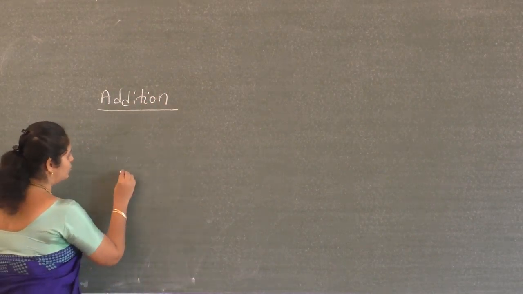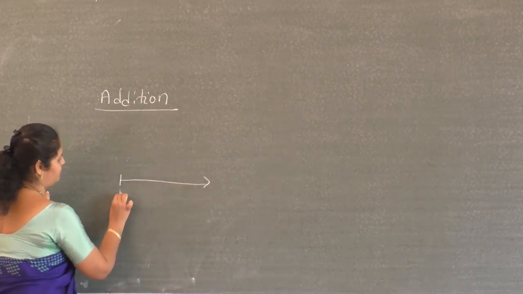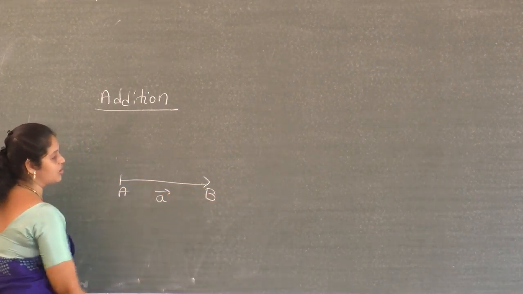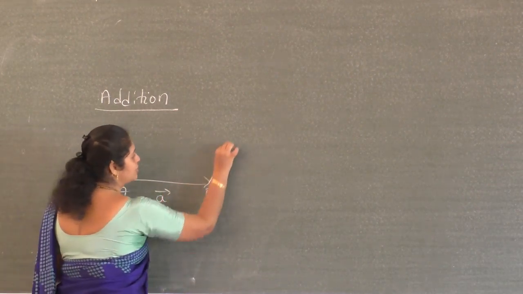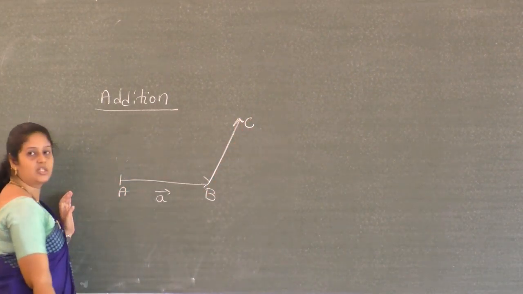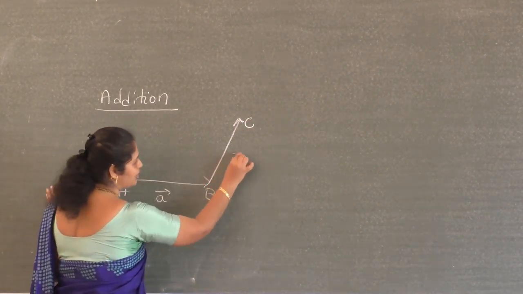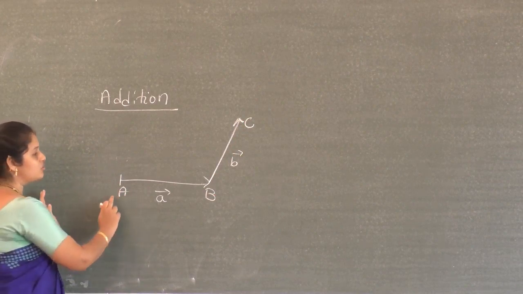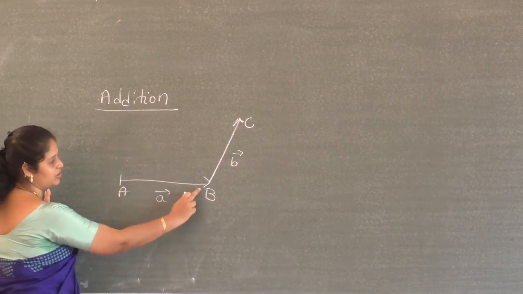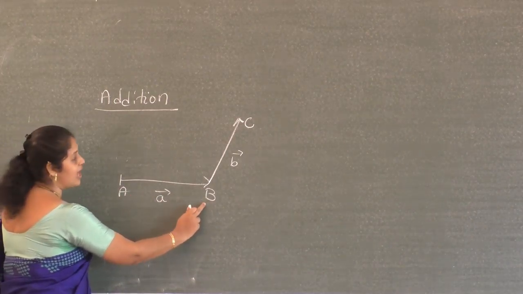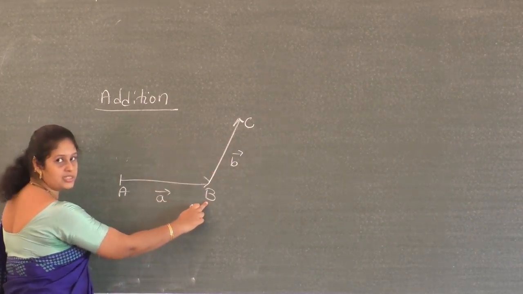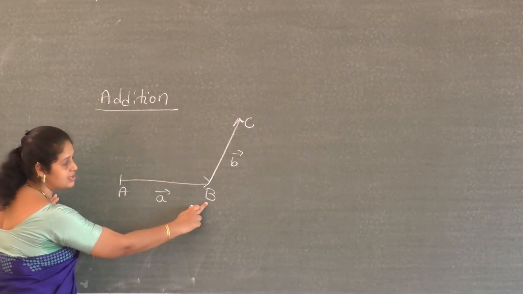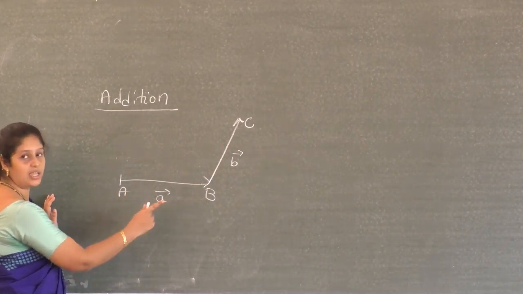Okay, now we will take two vectors. Vector AB is taken as vector A, then another vector BC, so let us take it as vector B. Then how to add these two vectors? Here we can see that the first vector's terminal point is B and the second vector's initial point is B. Then this terminal and initial point will coincide, and the resultant vector will be vector AC.